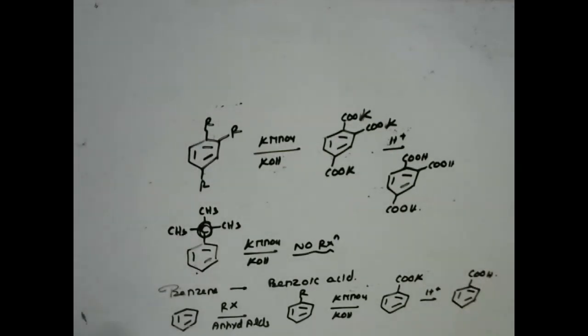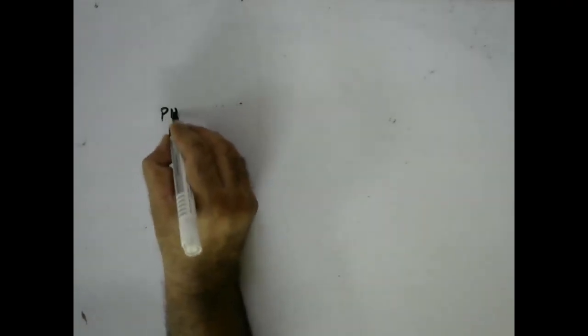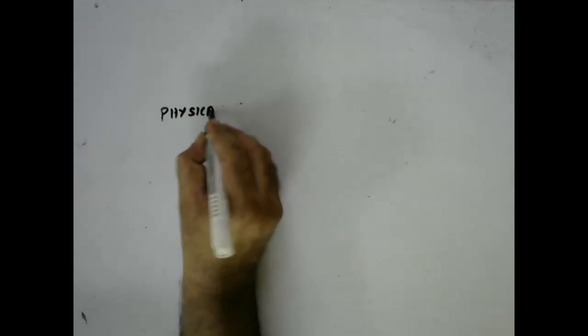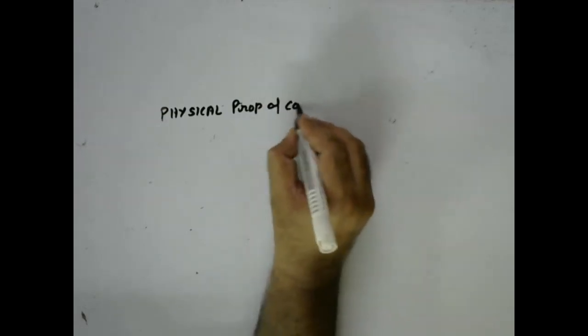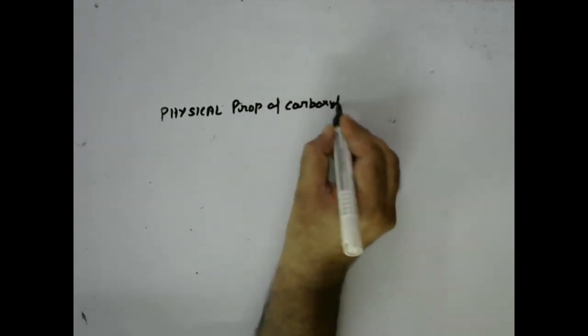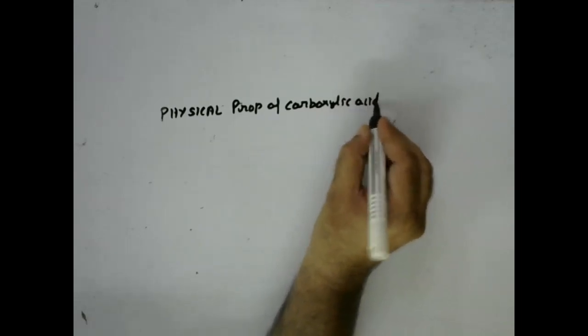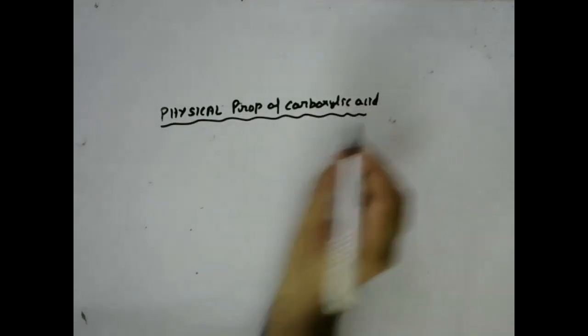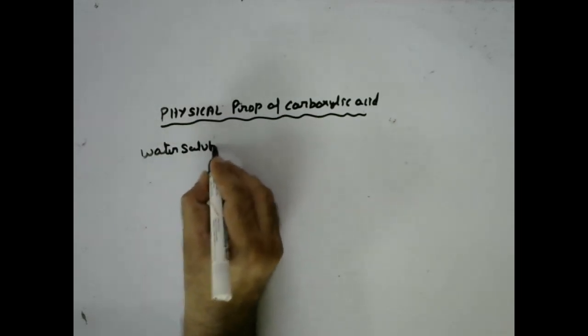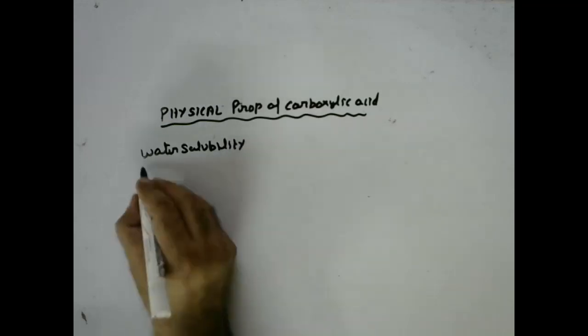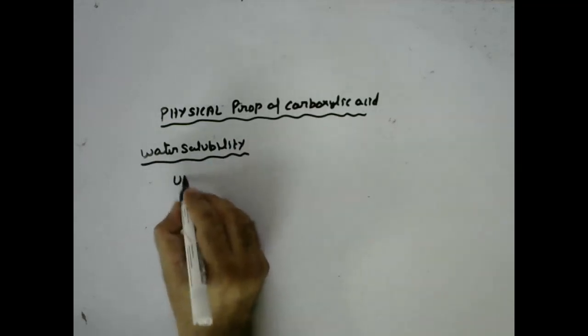We can discuss today the physical properties of carboxylic acid also. We'll be discussing two properties, water solubility and the boiling point. So let us discuss the physical properties of the carboxylic acid. First of all, let us see the property that is water solubility.